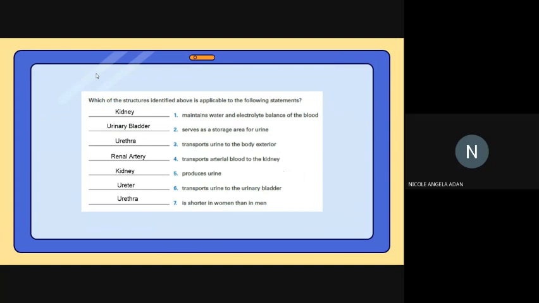So, which of the structures identified above is applicable to the following statements? For number 1, it maintains water and electrolyte balance of the blood. It is the kidney. Number 2, it serves as a storage area for urine, as what I have mentioned.